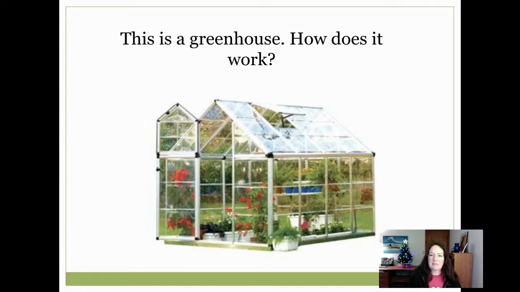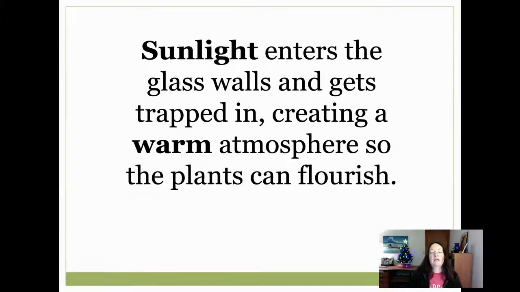So take a look here at this picture. If you've ever been inside a greenhouse, you know that it's incredibly warm, and it's also used to grow plants. So that gives us an idea of what the greenhouse effect actually is, and how a greenhouse works is how the earth works in terms of the greenhouse effect. In a greenhouse, sunlight enters the glass walls and it gets trapped in. That creates a warm atmosphere so that the plants can flourish.